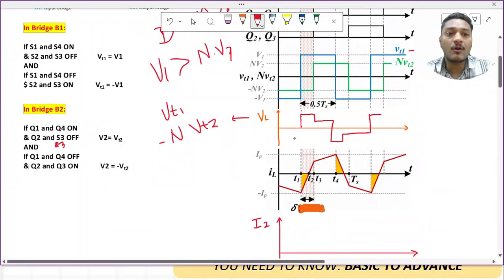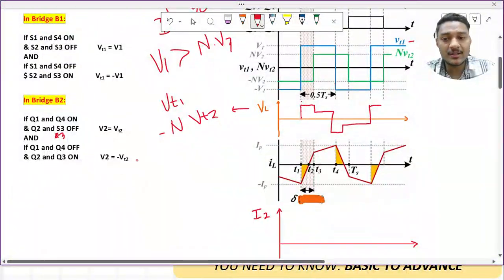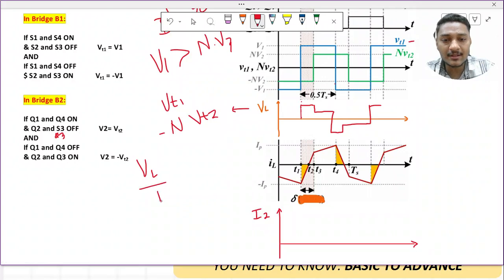Now from the VL we need to draw the waveform of the IL. You know VL is equal to L di by dt, so VL by L is di by dt. We have the value of VL, we just need to divide it by L, and then we will get the slopes. So VL by L is my di by dt, and we have the slopes available with us.